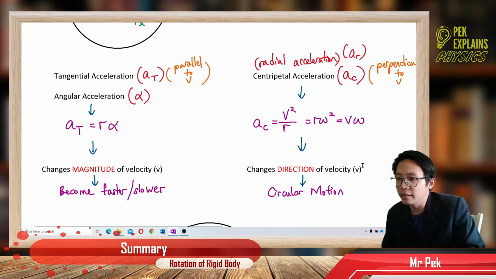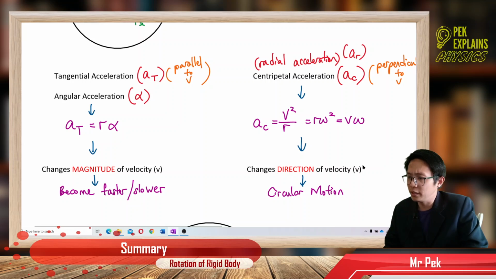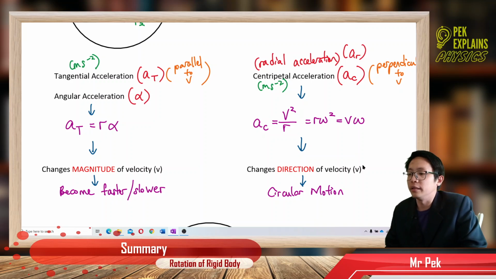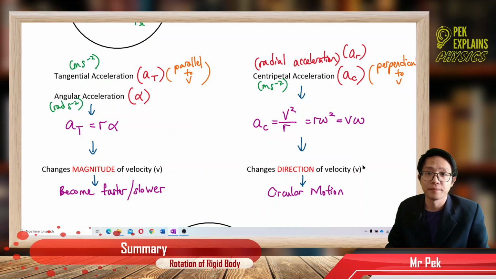Another thing, let's go back to the unit. Tangential acceleration, the unit is meter per second square. Same as centripetal acceleration, also meter per second square. Only the angular acceleration is radian per second square, because it is measured in terms of angles. All right?